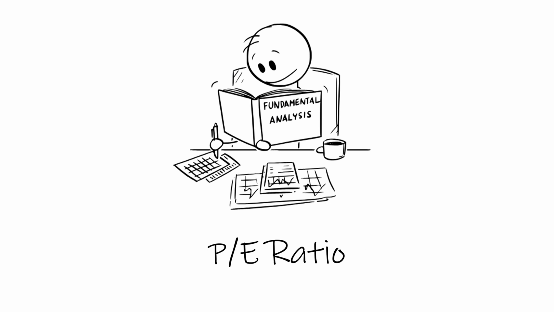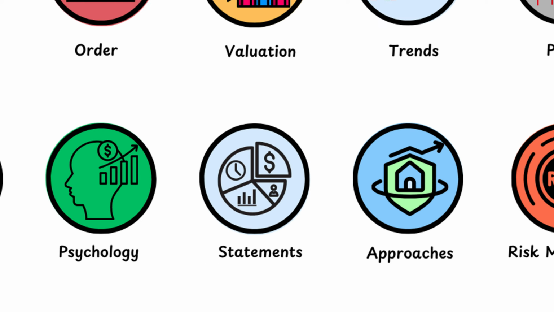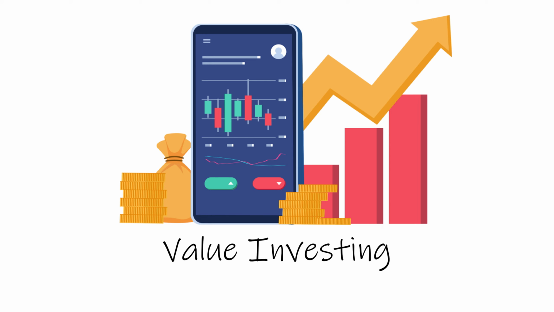PE ratio. This compares how much a stock costs to how much profit the company makes per share. It helps you see if a stock is expensive or cheap. Book value. This is what a company would be worth if you sold everything it owns and paid off all its debts. Investment approaches. Value investing. This is when you look for stocks that cost less than what you think they're really worth. It's like finding a $20 bill selling for $10.